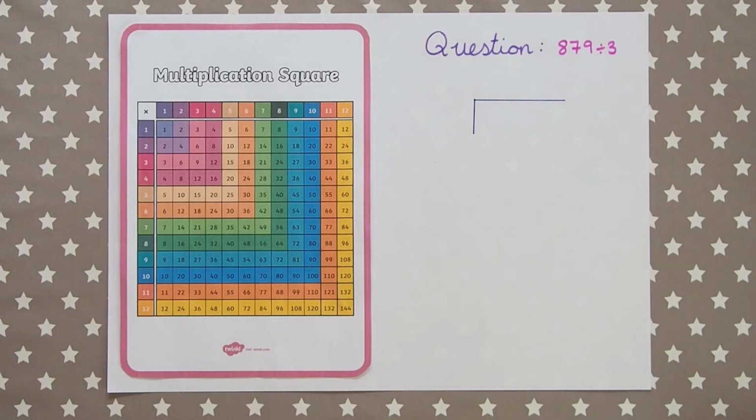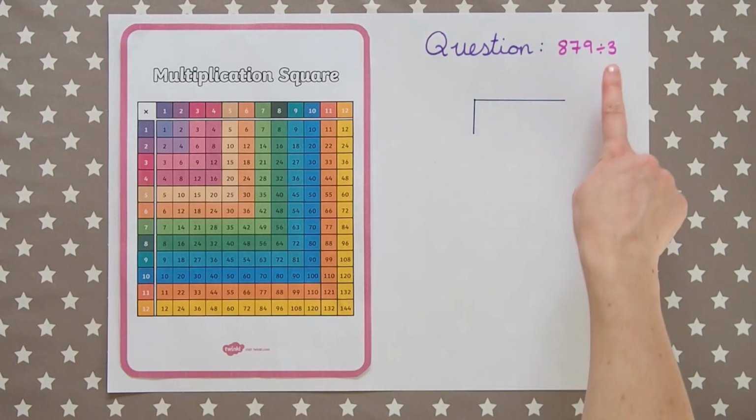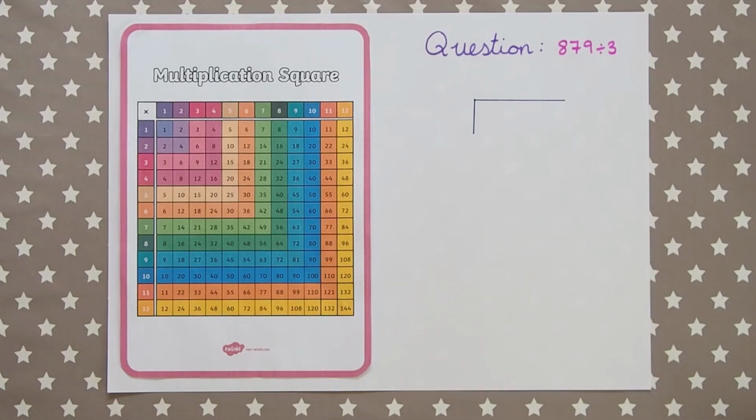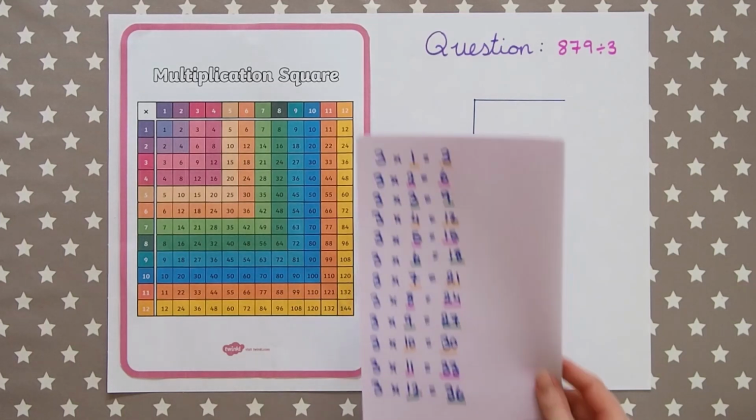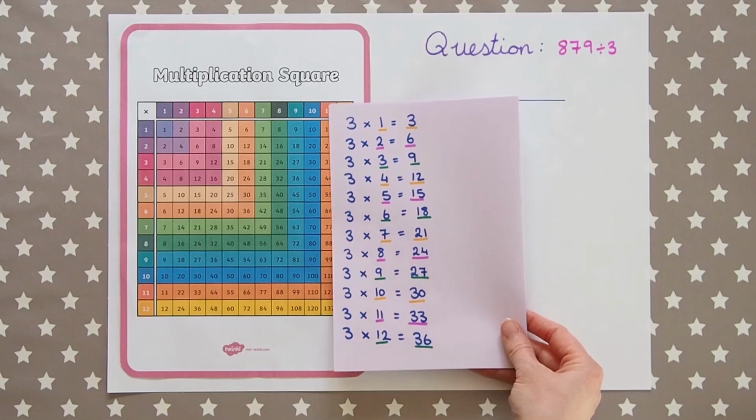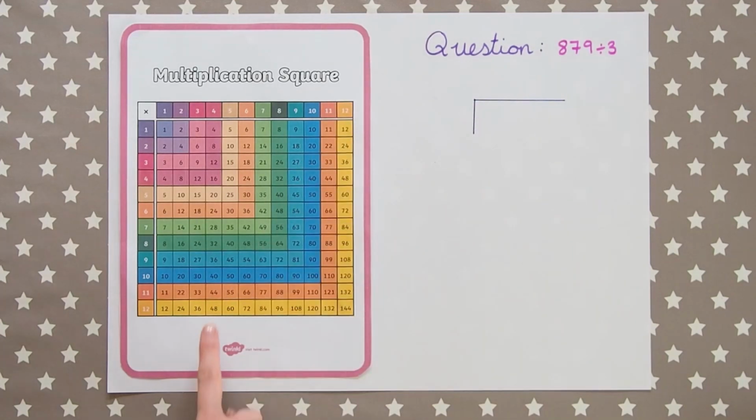You can simply check to see which divisor we're going to be using in the sum, and today it's going to be the number 3, and write out your 3 times tables on a rough work page and use that. Similar to this. But for today, I am going to focus on using my multiplication square.